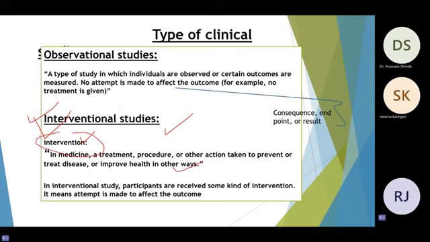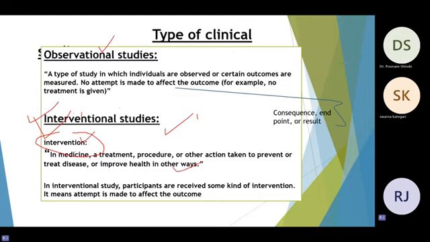Now, apart from interventional studies, we have other studies. What are those studies? Those studies are called observational studies. In interventional studies, we are giving a drug, right? We are trying to change the natural course of a disease, right? But in an observational study, we do not do that. We simply observe.